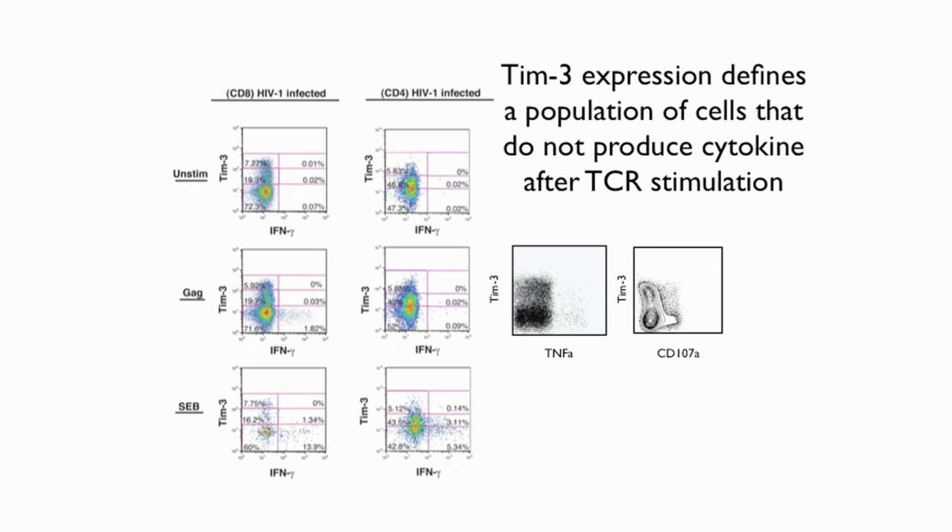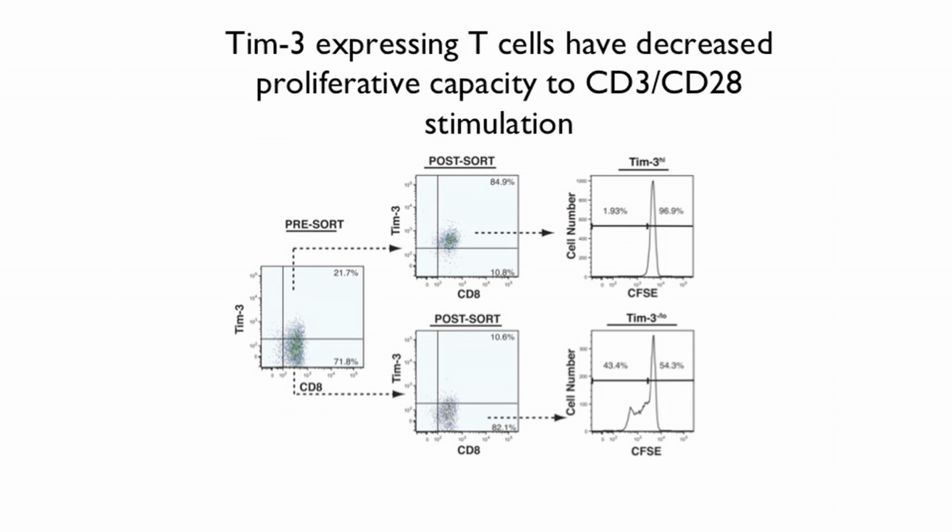Now, if you take these TIM3 expressing CD8 cells out of the body and then stimulate them with HIV gag antigen or a mitogen, and then look at cytokine expression of TNF-alpha or interferon gamma, you will find that when you gate on the TIM3 positive cells, there is very little cytokine expression. If you sort cells into TIM3 positive and negative components and then stimulate them with a mitogen and look for proliferation, these cells don't proliferate either in vitro.